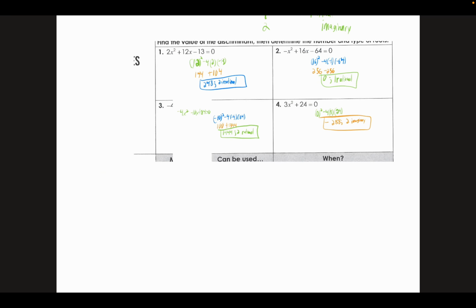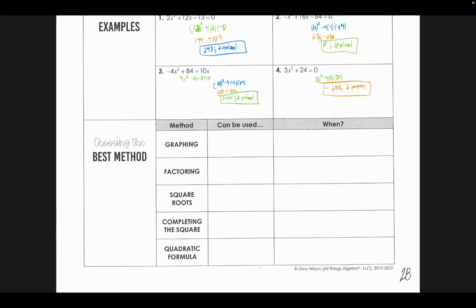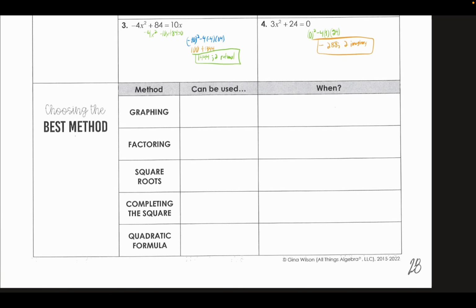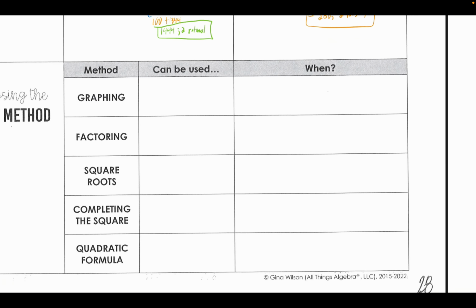Now, we've learned a lot of methods for solving quadratics in this unit. We've learned 5, as a matter of fact. Graphing, factoring, square roots, completing the square, and quadratic formula. And there's so many because sometimes certain ones can and can't be used, but other ones can be used all the time, and sometimes it's to your benefit to use one over another. And that's why there are so many.